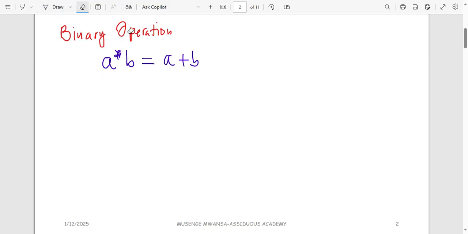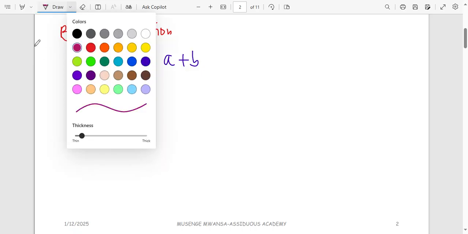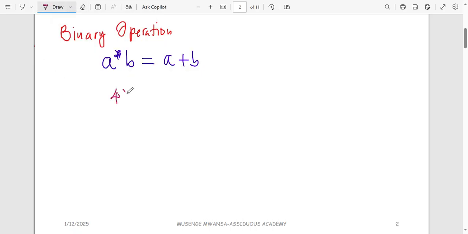That's the meaning. So if they told you to find, let's say, 4 star 3, this would mean that it is 4 plus 3 and that would be 7. That is the first thing.